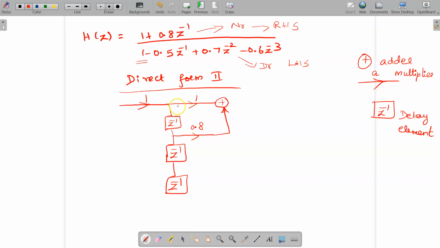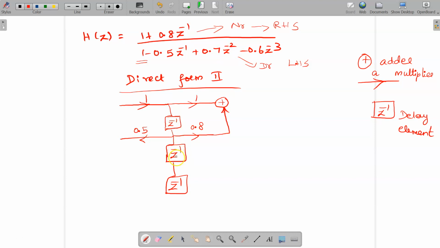Okay, so here this line is in the forward direction, but the denominator term I have to draw in the reverse manner like this. So changing the direction means change your sign also. So here I have minus 0.5 z inverse, so after z inverse only I have to draw this line. So minus 0.5 I have to write as plus 0.5, and then again I have 0.7 z power minus 2. So 1 z inverse followed by z inverse.